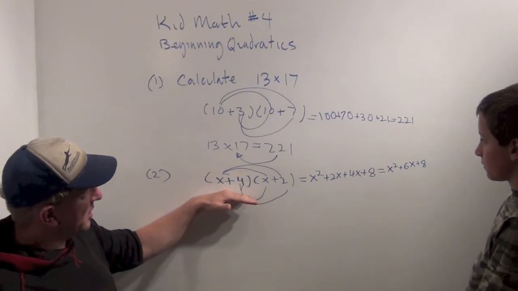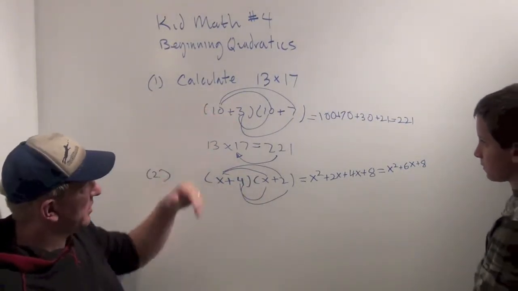But as you can see, multiplying out is basically exactly the same way we learned how to multiply numbers.